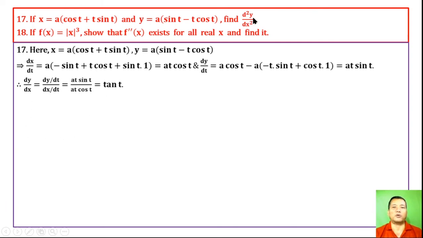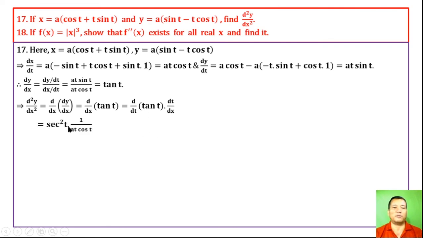Now, we have to find out d square y by dx square. But now it is a function of t. Therefore, taking derivative with respect to x, we get this. Which means this, where dy by dx is replaced by its equivalent 10t. And now it is a function of t, its independent variable is x. We have to convert this independent variable x into t, for which we apply the same rule here, dt by dx, which is 1 over dx by dt. dx by dt is a cos t. And we get this, simplifying, sec cube t by a t.